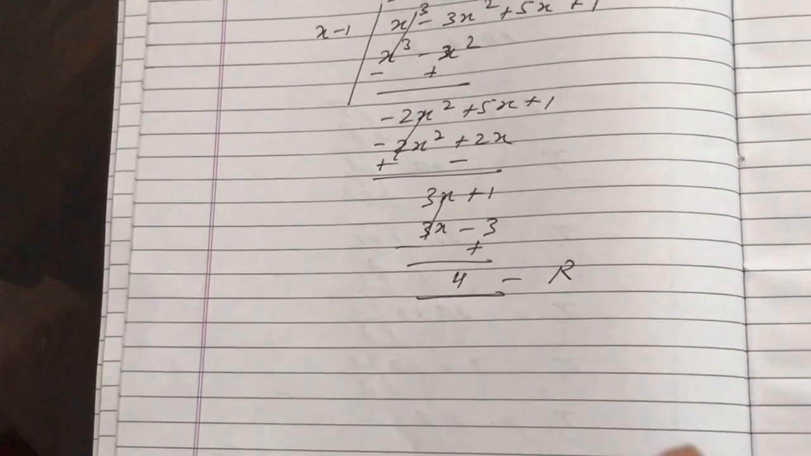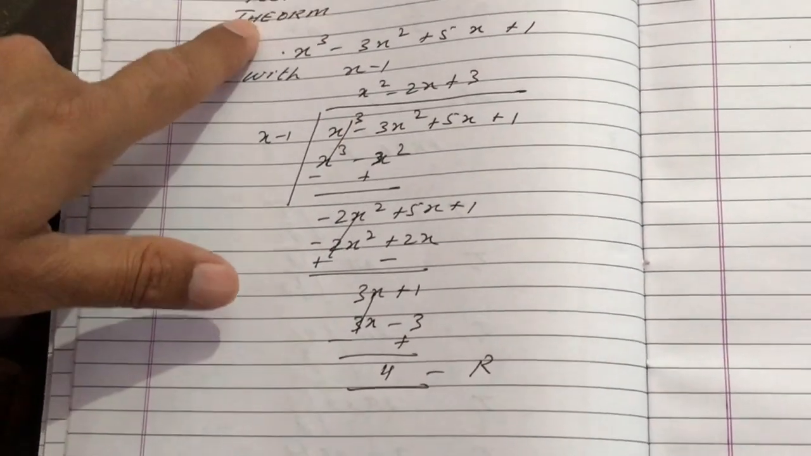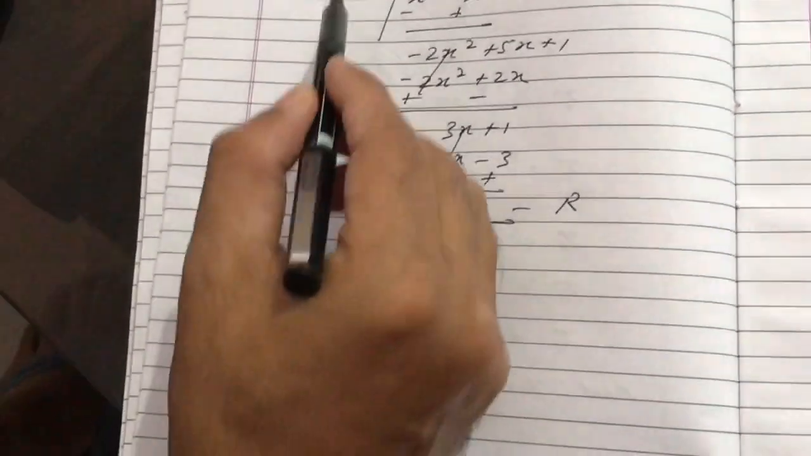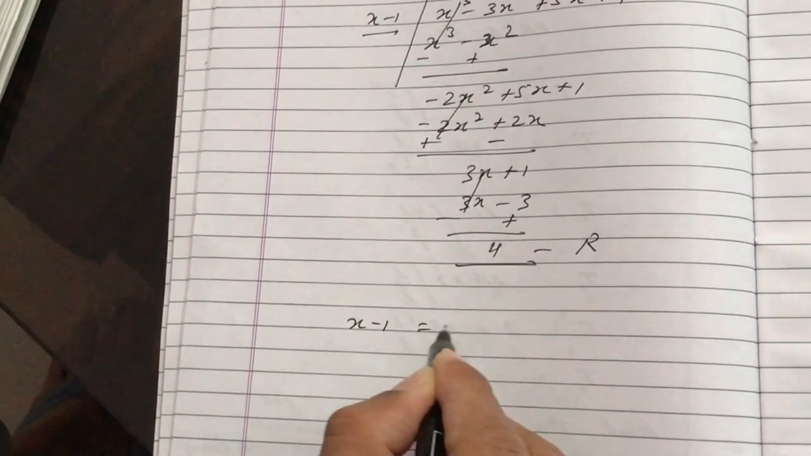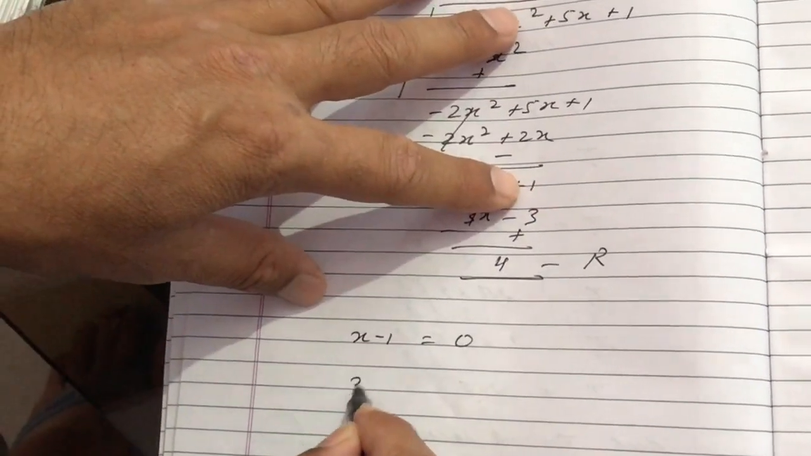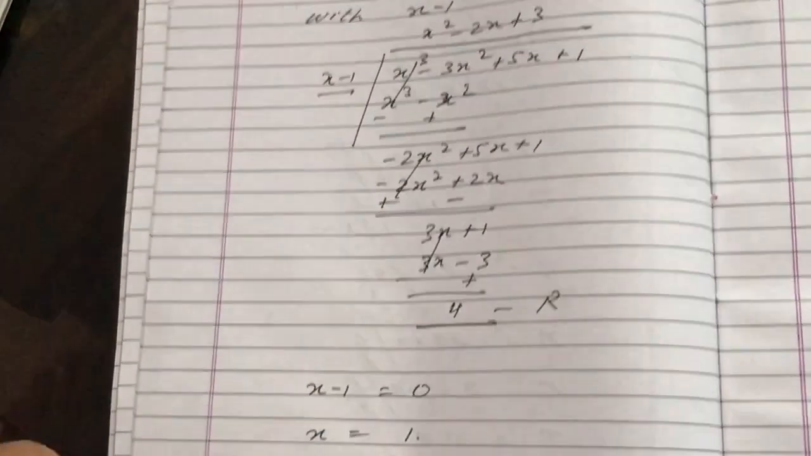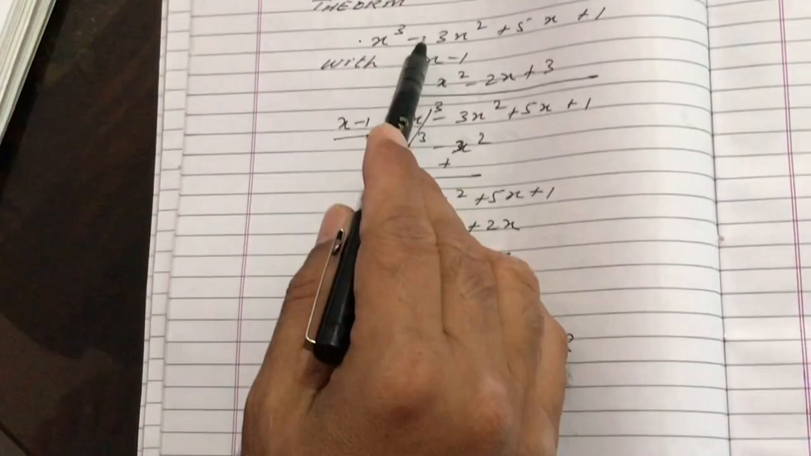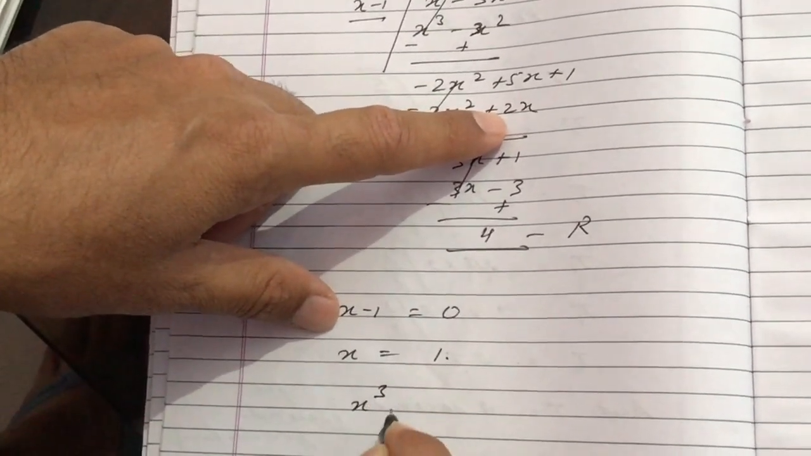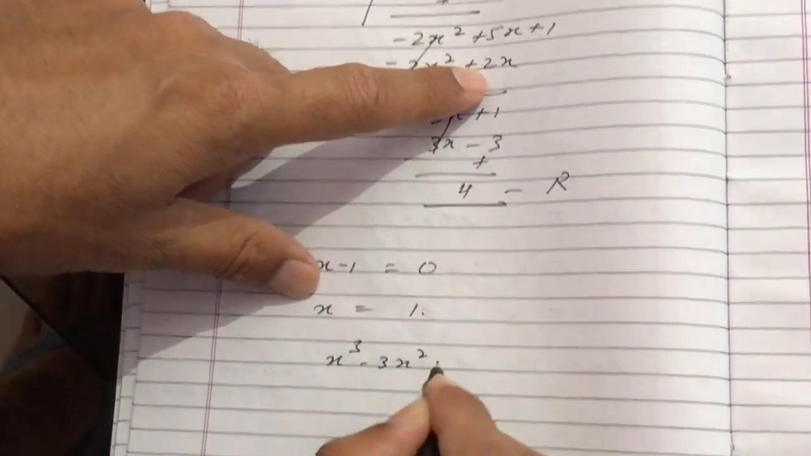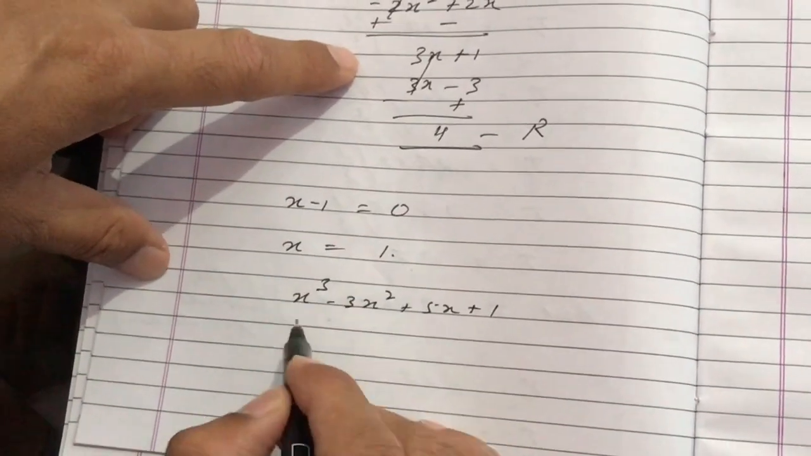What is that theorem? If I have to find remainder with the other method using the theorem, what do I do? I put this entity equal to 0. X minus 1 I put equal to 0. It means x is equal to 1. This one I put equal to 0 and find x. Now the value of this x I put here in the expression, x cube minus 3x square plus 5x plus 1.